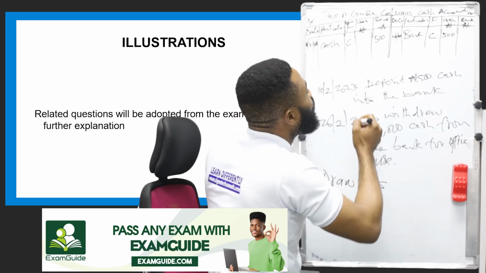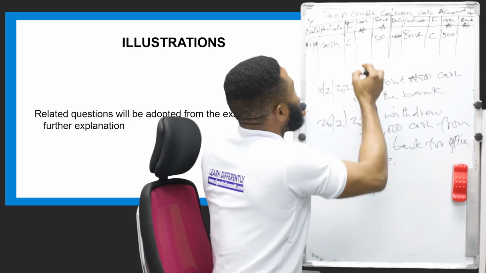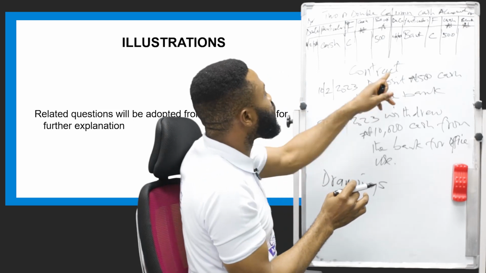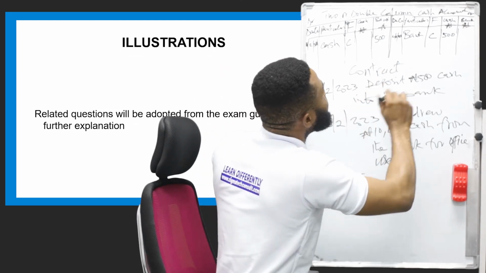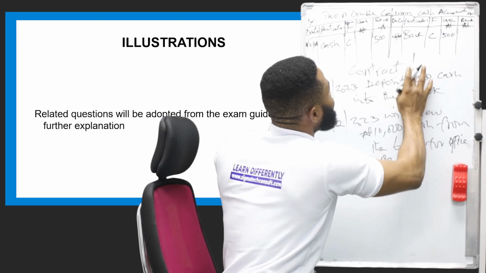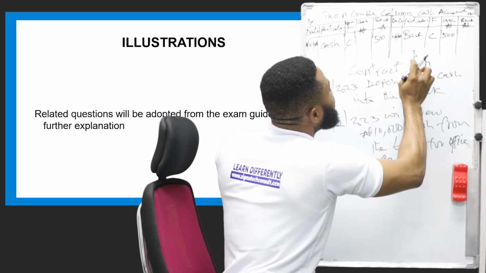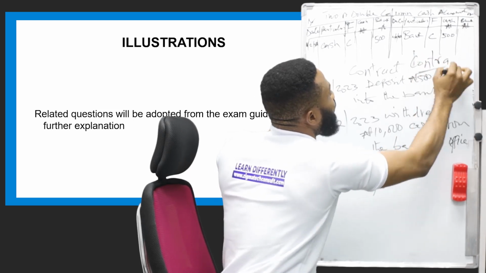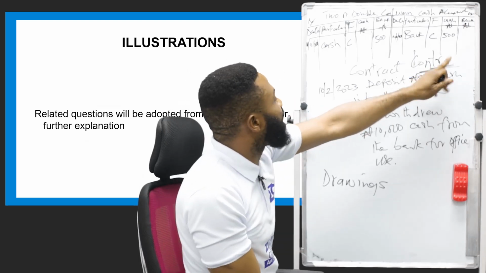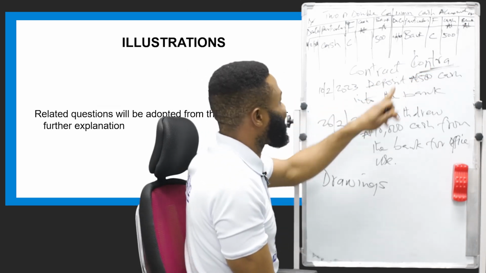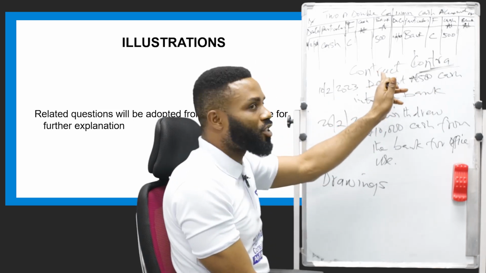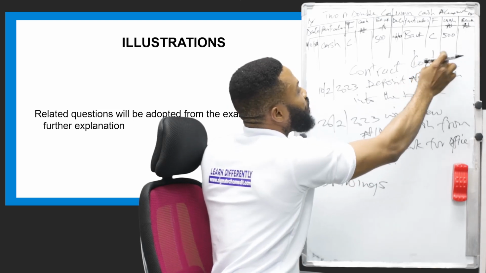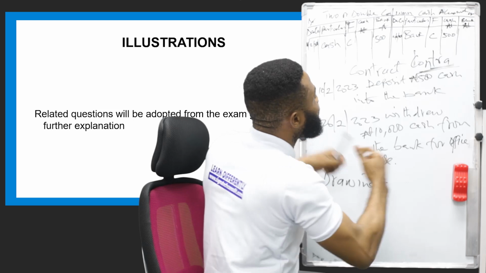Please, examiners are fond of writing this contra as contract. They will write something like this in options. And students will be in a hurry to pick it. Anytime you see contract, the right spelling is C-O-N-T-R-A, contra. That's the right spelling. Contra entry, not contract or contact. Sometimes the examiner will write contact, some other time contract, but the right spelling is C-O-N-T-R-A, contra entry. That's the first transaction.